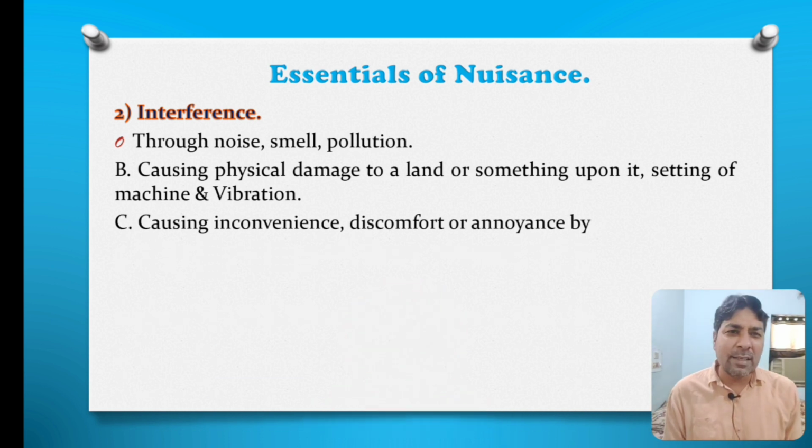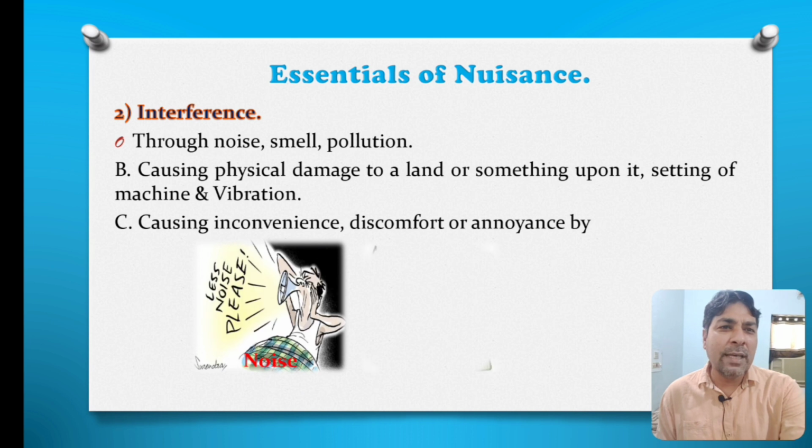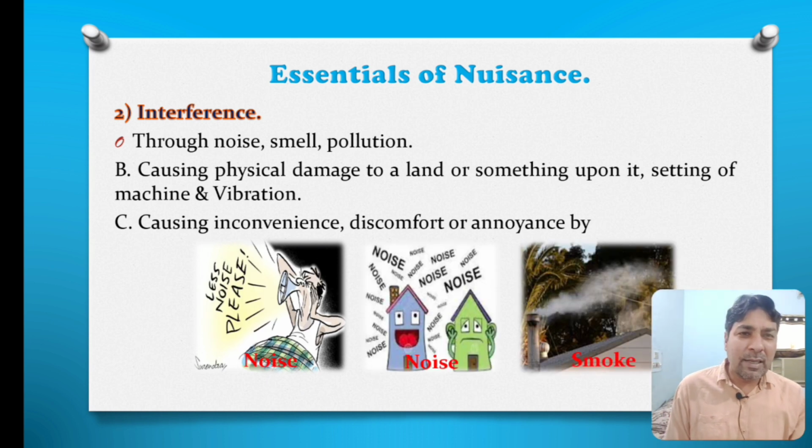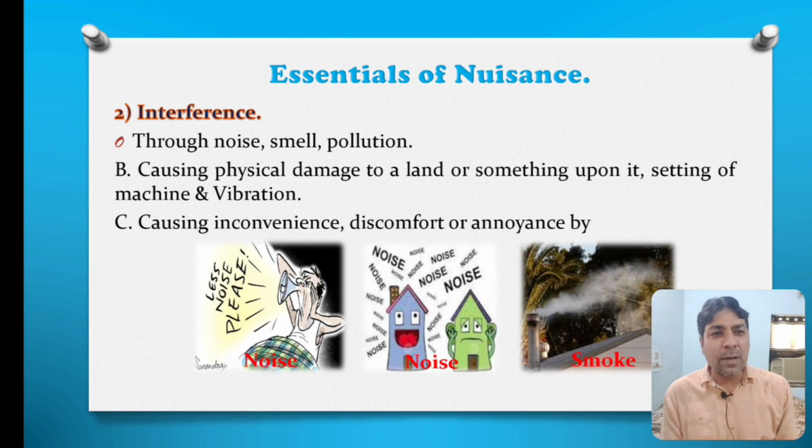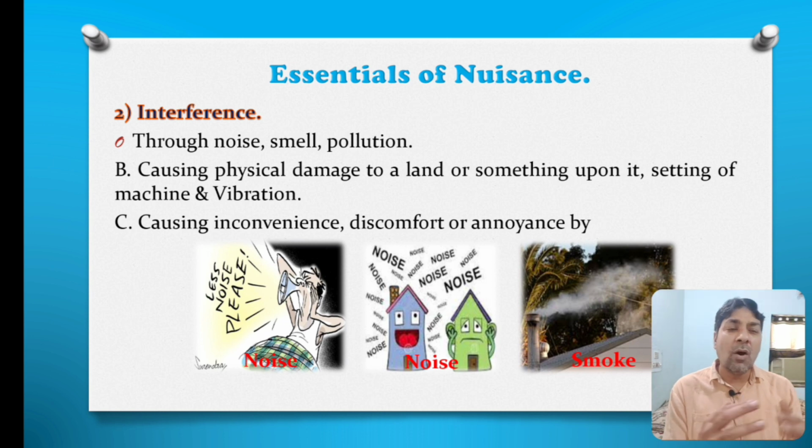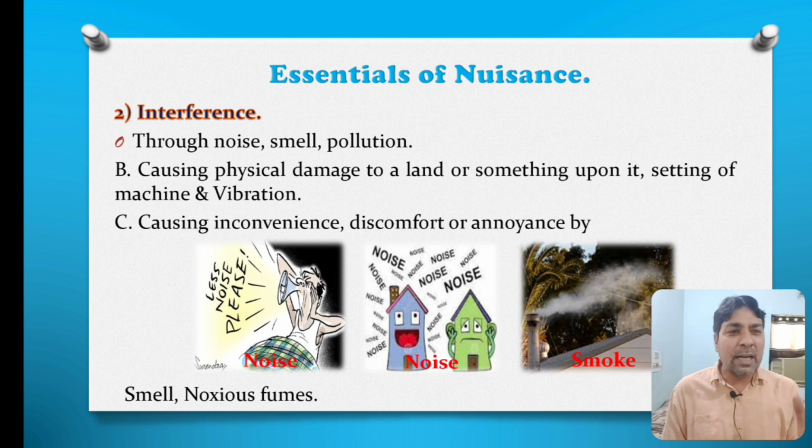Causing inconvenience, discomfort or annoyance by noise or by smell. The inconvenience or discomfort may be caused through noise or smoke. So it is an example of interference. It may be through smell or noxious fumes. So the first essential is right to use or enjoyment of land, and the second essential is interference.